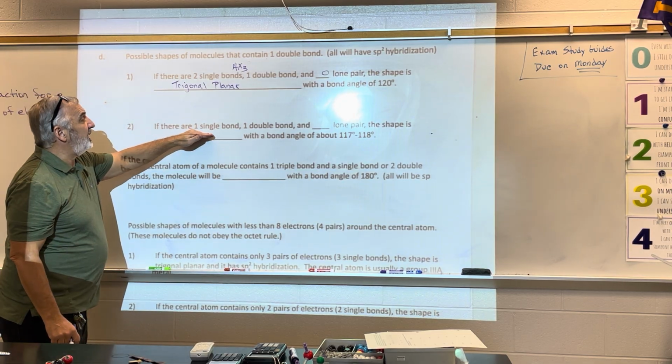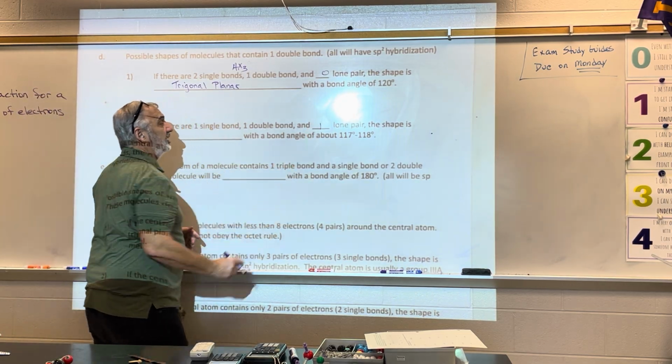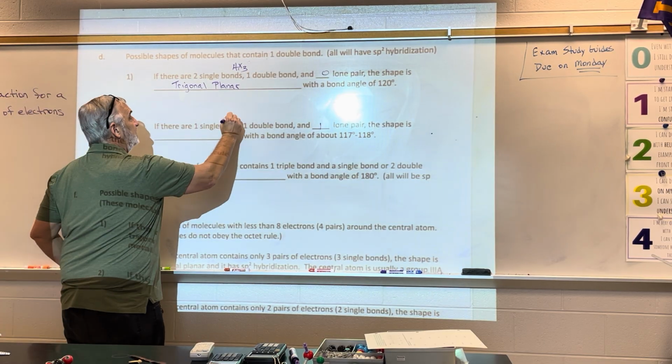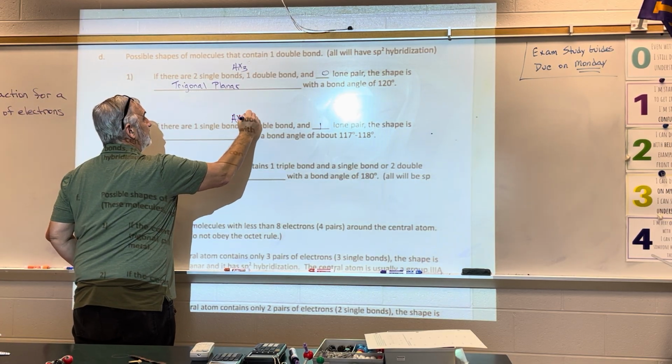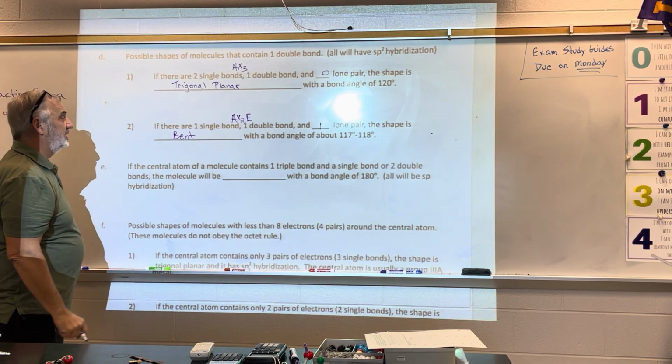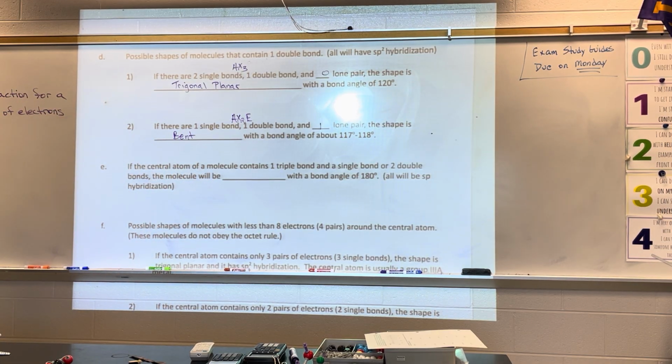If there's a single bond, a double bond, and a lone pair, what? AX2E. So what's the shape going to be? Bent. Okay? And you're going to have a little bit less bond angle.